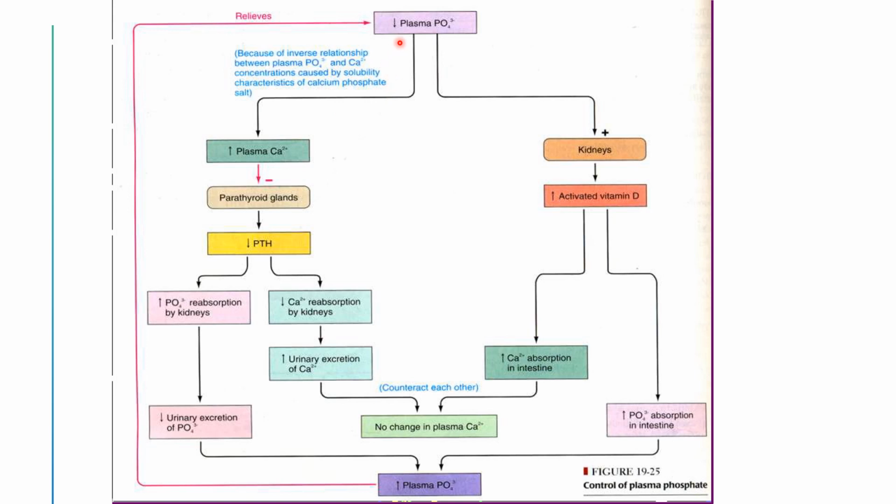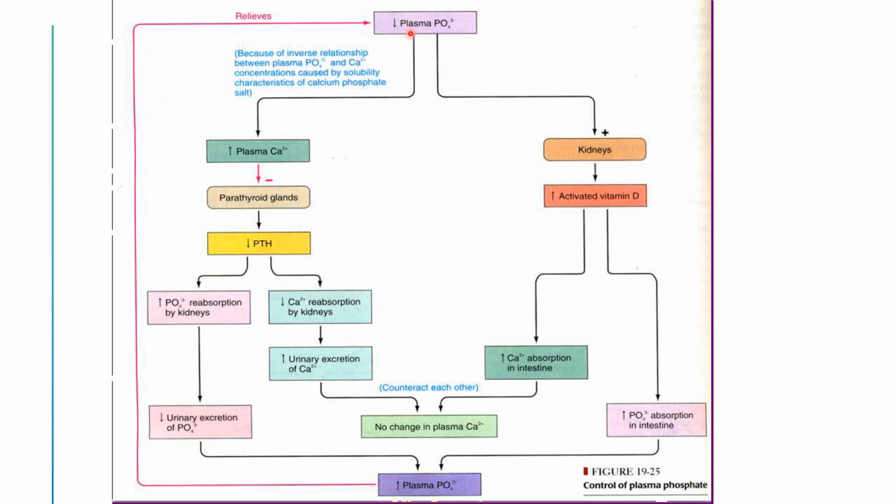So this picture shows a condition when the plasma phosphate is decreased. Because calcium and phosphorus are inversely related, their values are inversely related. So there will be increased plasma calcium which will inhibit the parathyroid glands so that parathormone level decreases. That will cause increased phosphate reabsorption by the kidneys and decreased calcium reabsorption by kidneys, so that calcium is more excreted in urine.